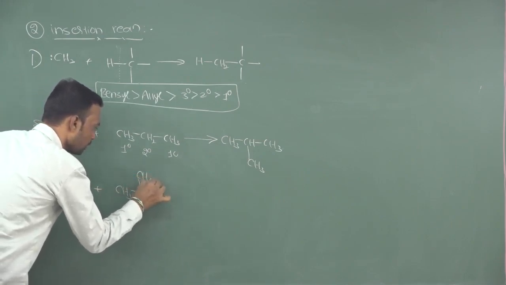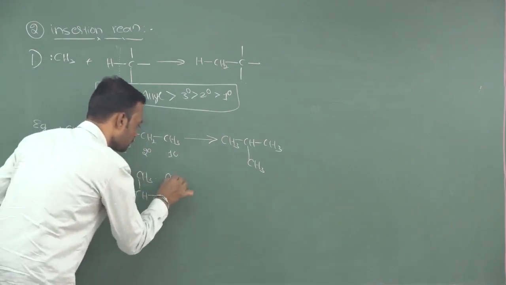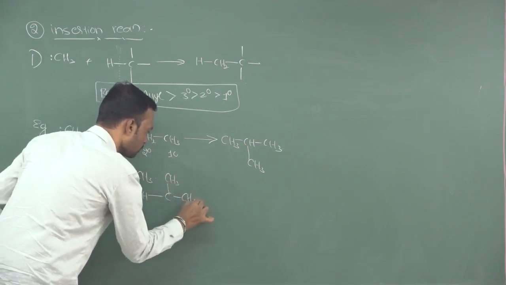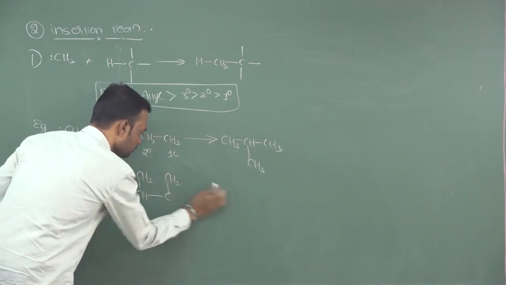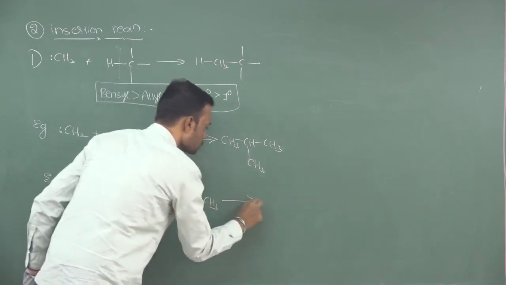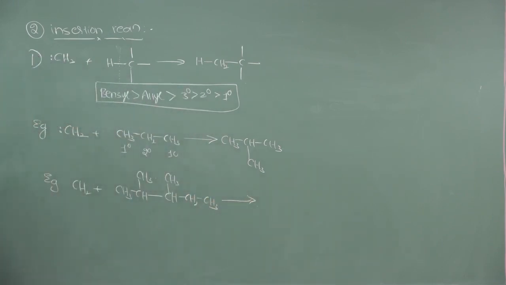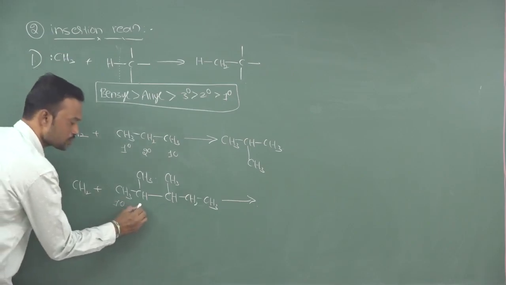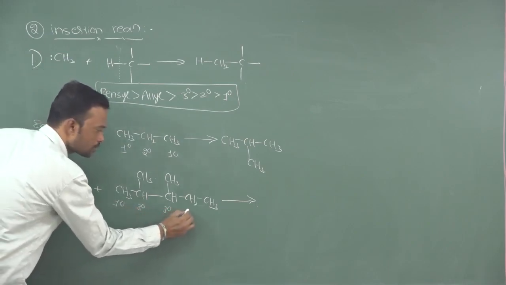Now this is a carbon which is connected. This is CH3 and here one more CH3. This is CH, CH2 and this is CH3. So where will you insert this CH2? Now this is primary and what is this? Tertiary, tertiary, secondary.